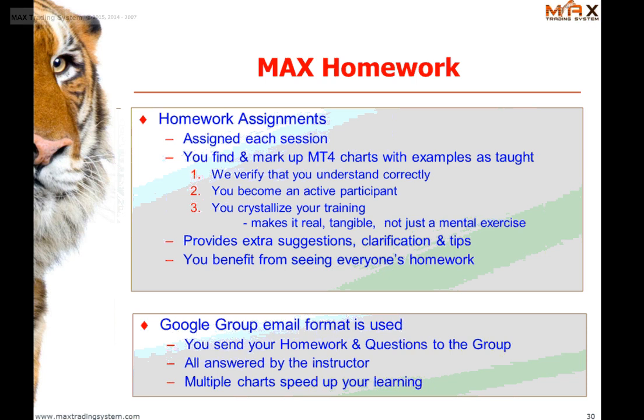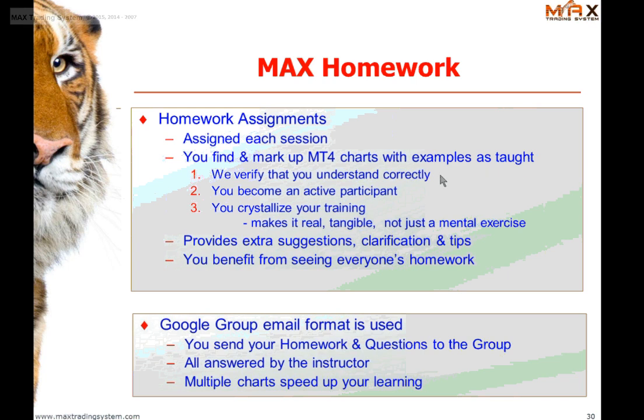Thanks. One of the really important things about the max, I think, that distinguishes it from most other courses, is that we have homework. We assign homework after each session. It's up to you if you want to do it or not. But what we do is Eusebio goes through the session. He's the trainer most times, and then we will ask you to mark up some charts. We'll show you an example on the next slide what they look like. But it's to make sure that you actually understand what's being taught.